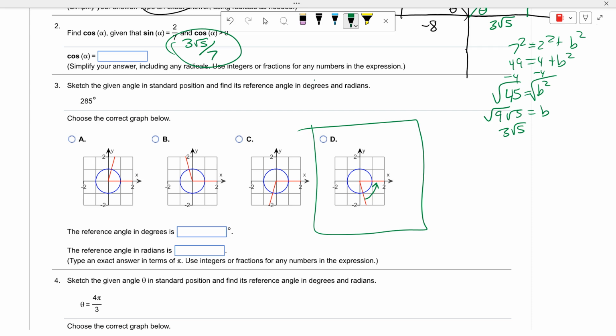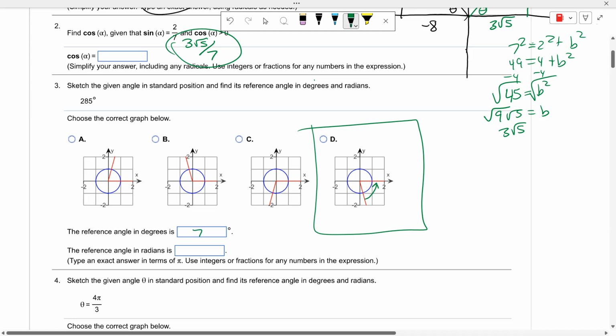We're going to be using reference angles a lot this year. So we need to know how to find a reference angle. So here, we got to figure out how far 285 is away from the nearest x-axis. Well, the nearest x-axis would have a value of 360 degrees. It would also have a value of 0, but 360 works a whole lot better here. Okay? Because what's 360 minus 285?